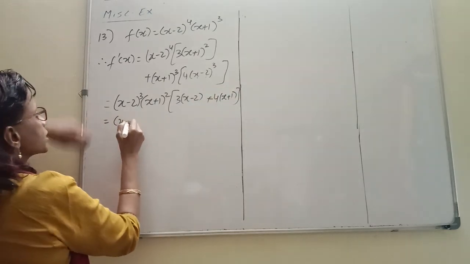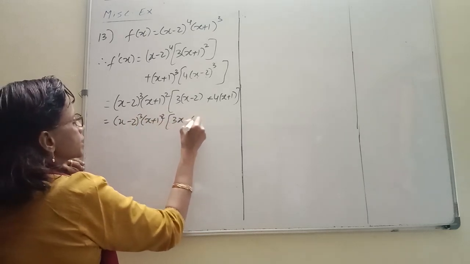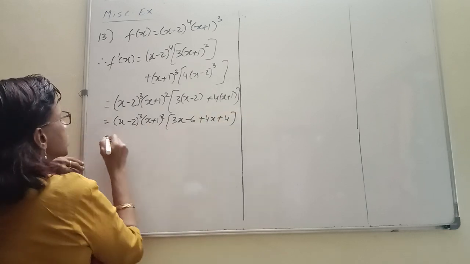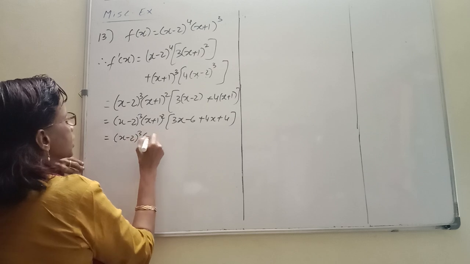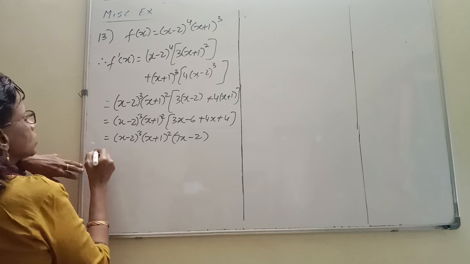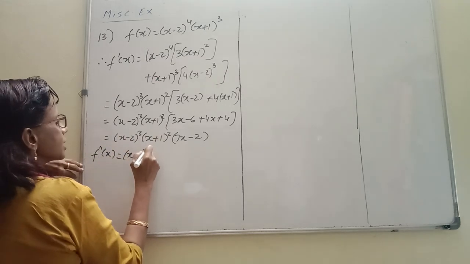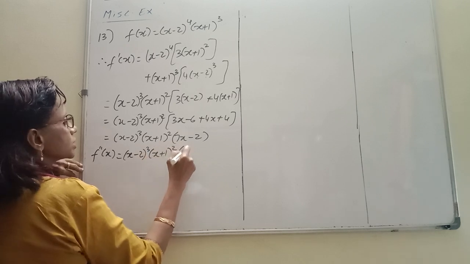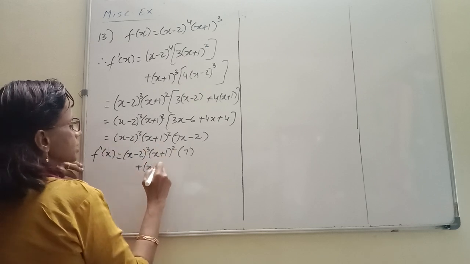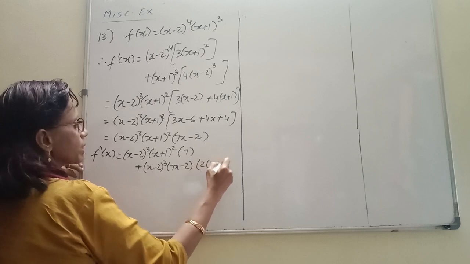Now check how this comes. (x minus 2) raised to 3, (x plus 1) raised to 2. This is 3x minus 6 plus 4x plus 4, which works as (x minus 2) raised to 3, (x plus 1) raised to 2, (7x minus 2). So if we have to take the second derivative, let's keep the first two terms as it is. Take the derivative of the third, which is just 7. Then first and last term as it is. Derivative of the second term, which is going to be 2 times (x plus 1).